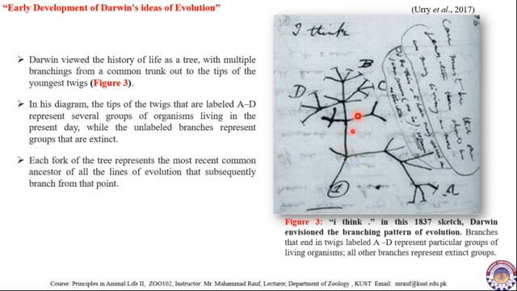Now suppose we write another letter, E, here. Then this will be the most recent common ancestor for B and E. So the point of branching is the most recent common ancestor, where the species at the end of the branches share their common ancestor at the point of branching.